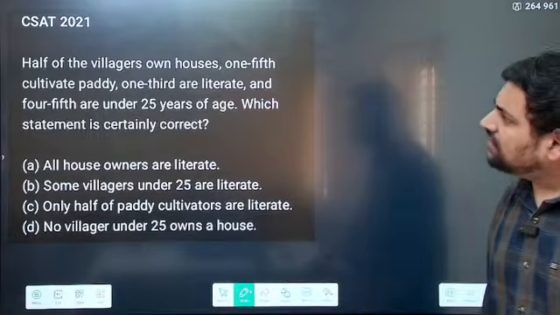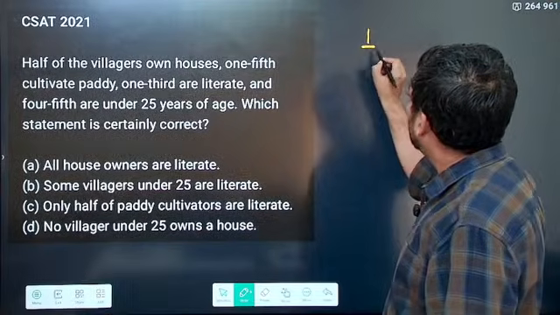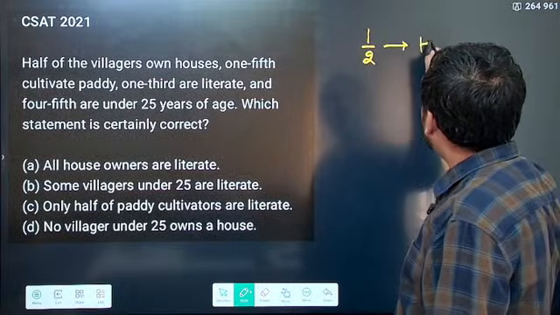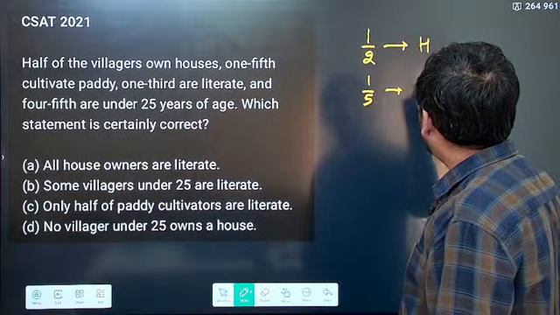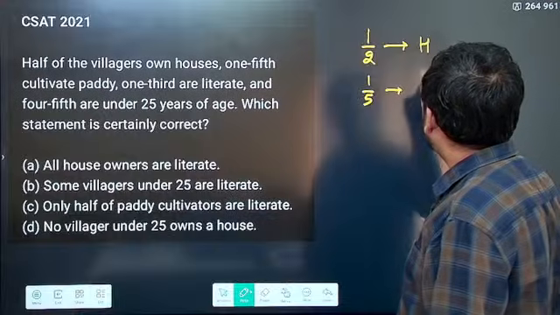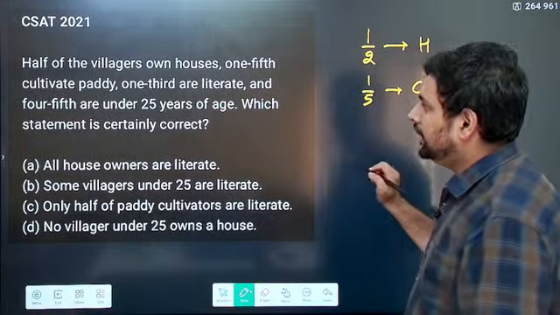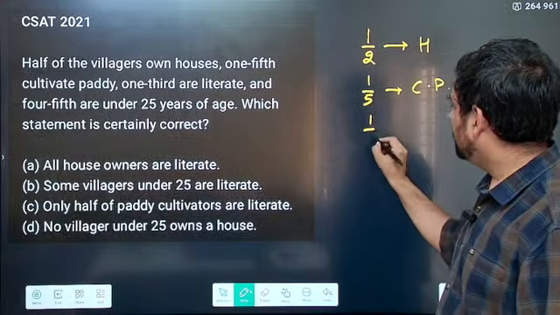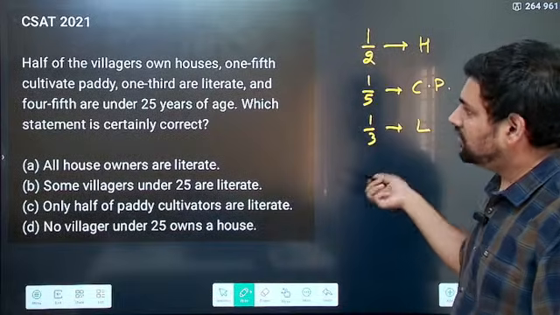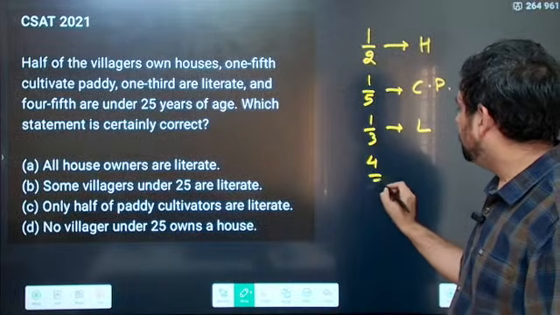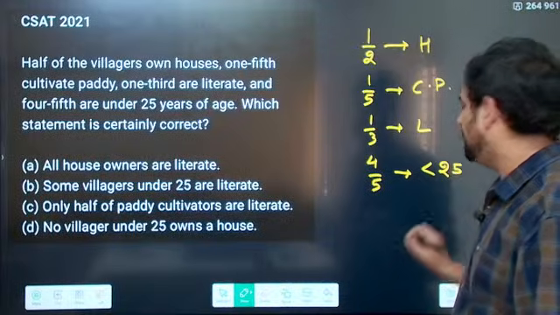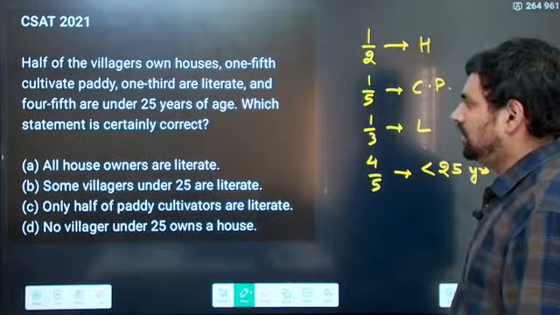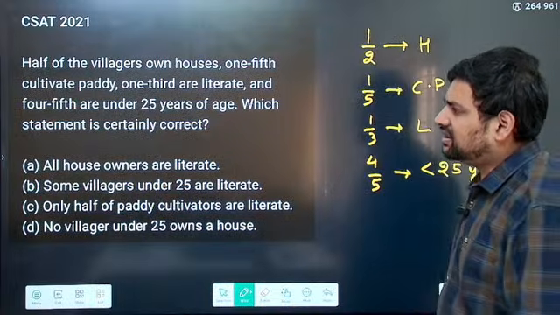So it says half of the villagers own houses. So half of the villagers have houses. Then 1/5 cultivate paddy. Then 1/3 are literate. And 4/5 are under 25 years of age. What statement is certainly correct?